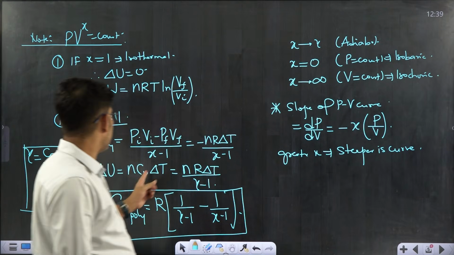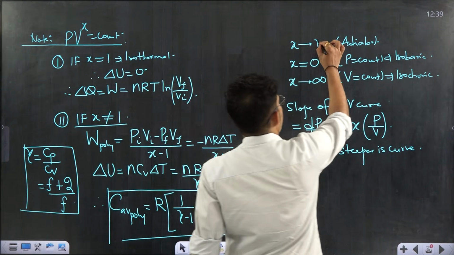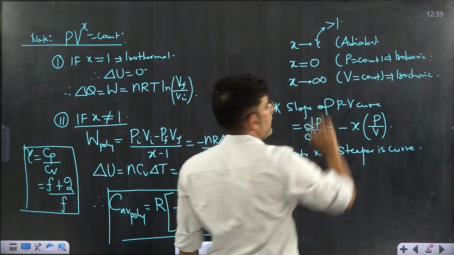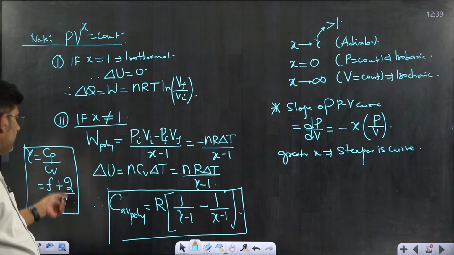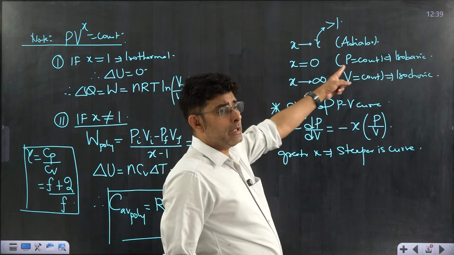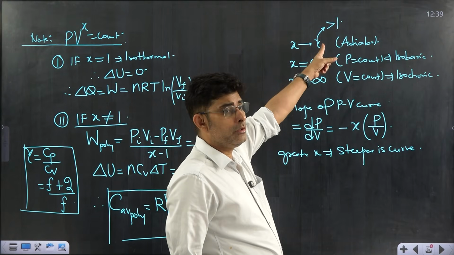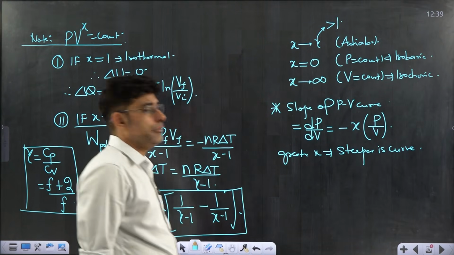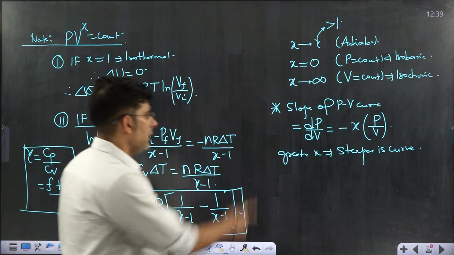For example, for isothermal, x is 1 and for adiabatic, x is gamma. Gamma, remember, is always greater than 1. You can check with the values of f: 5 by 3, 7 by 5 and so on. So between the isothermal curve and the adiabatic curve, which one will be steeper? The one which has more x, that is adiabatic. So the adiabatic PV curve is steeper than the isothermal PV curve. Very, very important condition. Slope.